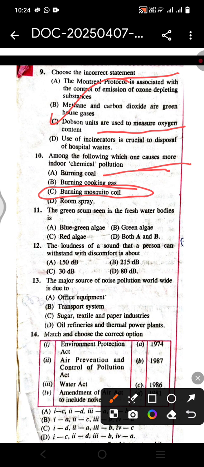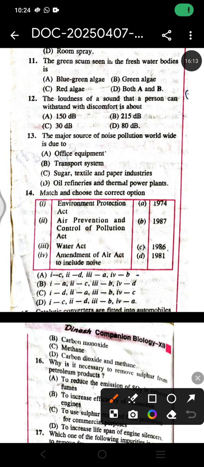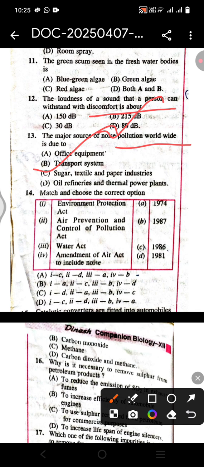The green scum seen in the freshwater bodies is due to blue green algae, also green algae. So option number D, that is both A and B. The loudness of a sound that a person can withstand without discomfort is about 80 decibel. The major source of noise pollution worldwide is transport system. Option number B. Match and choose the correct option. So first of all, Water Act came into force in 1974, then Air Act 1981, then Environmental Protection Act 1986, and Amendment in Air Act 1987.